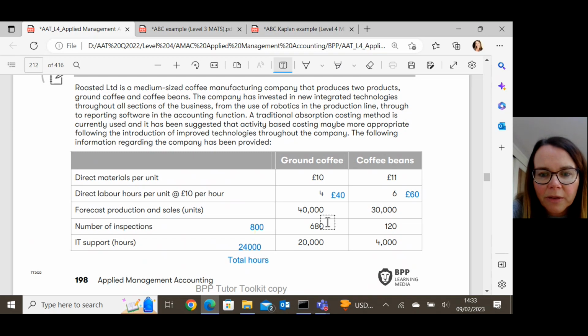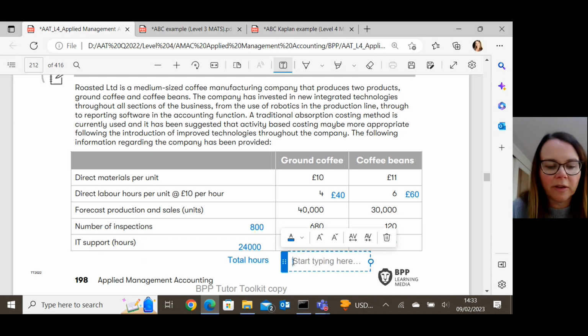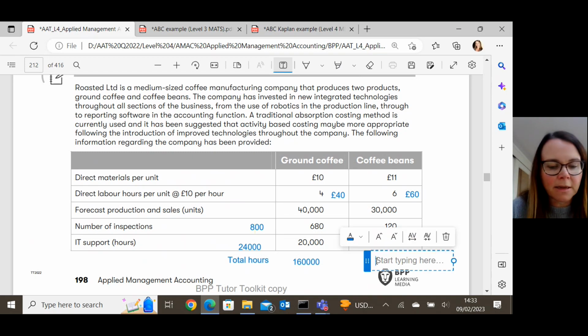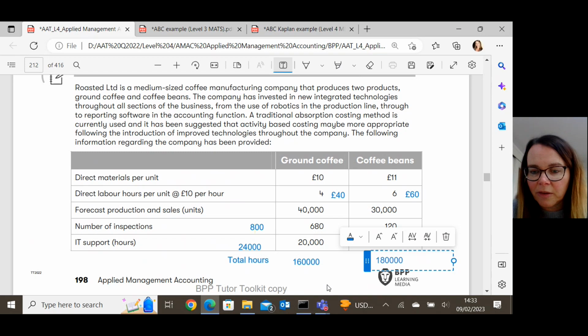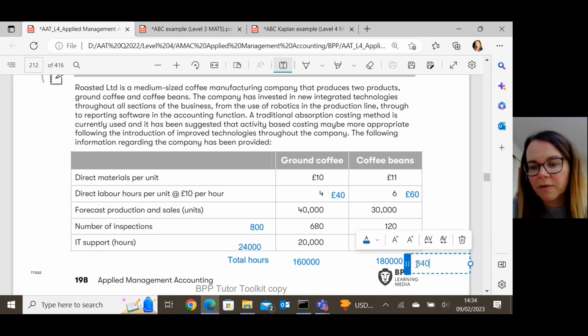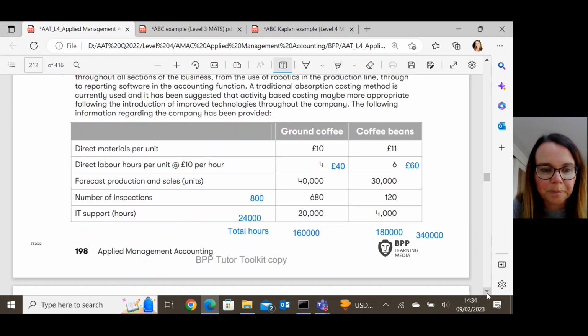The total hours. So if it's 4 hours to make, and we want 40,000 units, so 4 times 40,000, we're going to need 160,000 hours there altogether. And then 6 hours times 30,000 units, so that would be 180,000 hours, giving us a total number of hours of 180 plus 160 is 340,000. Right, so that's our total hours. Just a little bit of prep there.